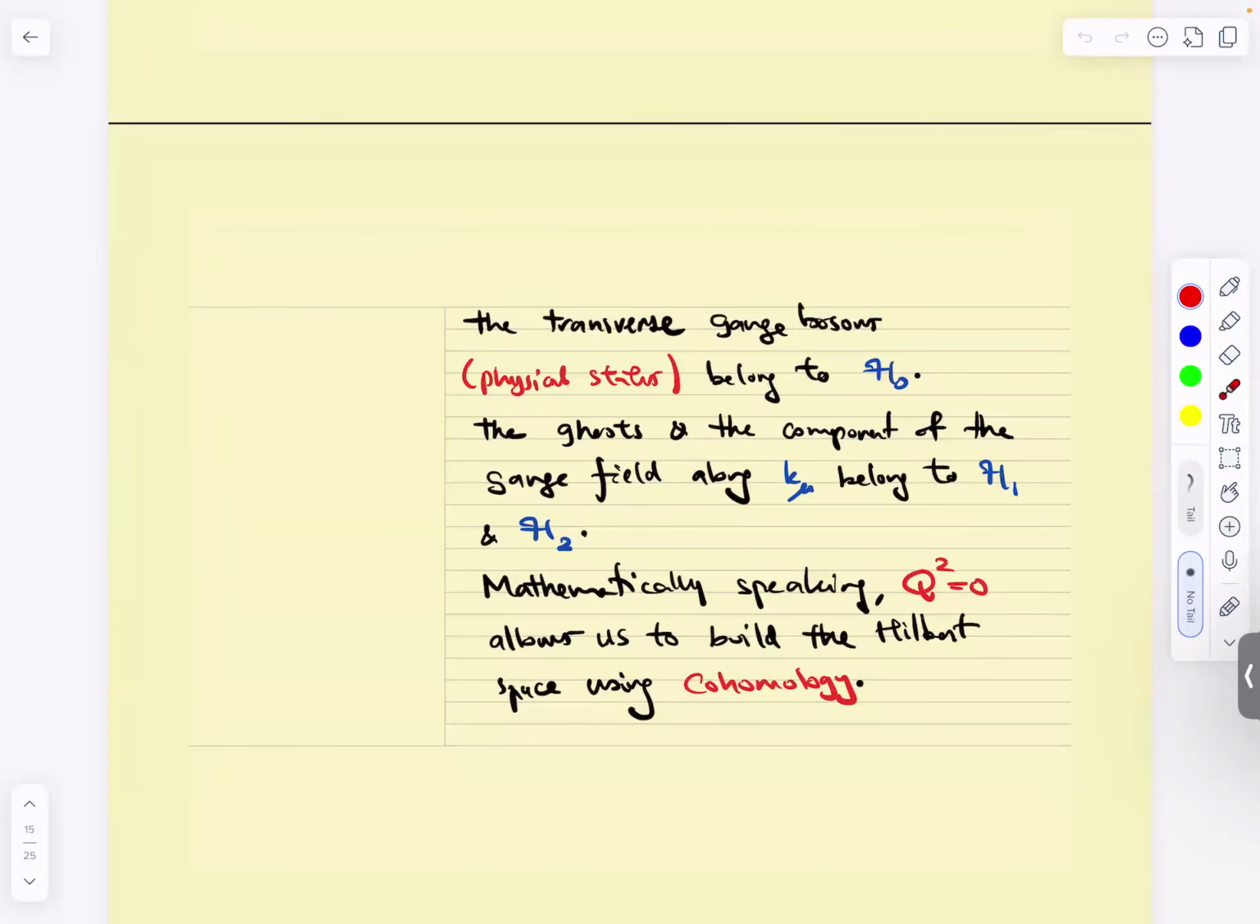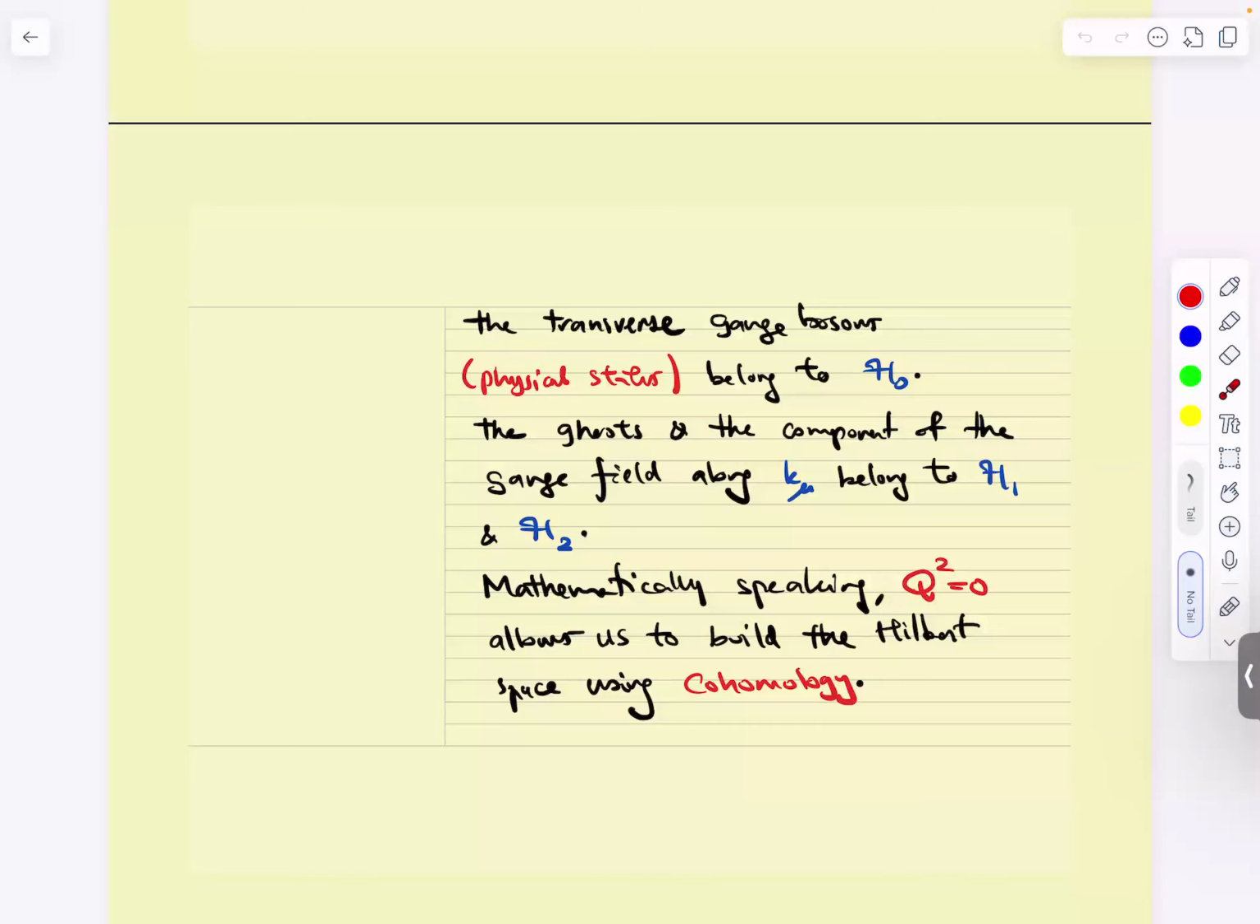The physical states are transverse gauge bosons. They belong to H0. The ghost and the components of the gauge field along k^mu belong to H1. Sorry, the ghost belong to H1, and the components of the gauge field along k^mu belong to H2. Components of the gauge field along the direction of propagation are pure gauge. They belong to H2.